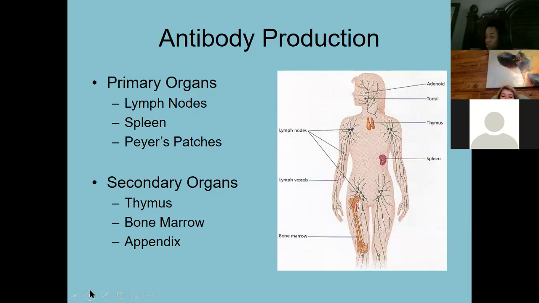Now, what organs in your body are responsible for your immune response? Well, the primary organs are the lymph nodes, the spleen, and the Peyer's patches of the intestines. Secondary organs involved include the thymus, the bone marrow, and the appendix. Obviously, the appendix, we've said that as you age, the thymus and the appendix don't have much use, but they are considered part of your secondary immune response.